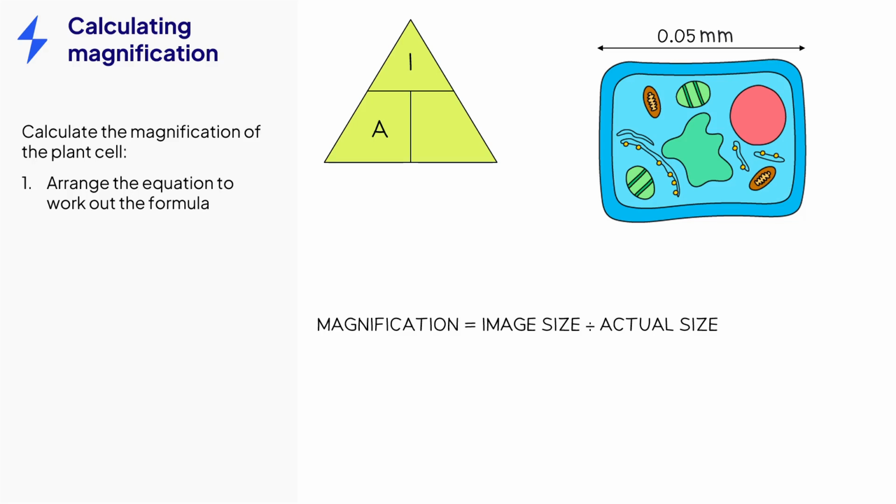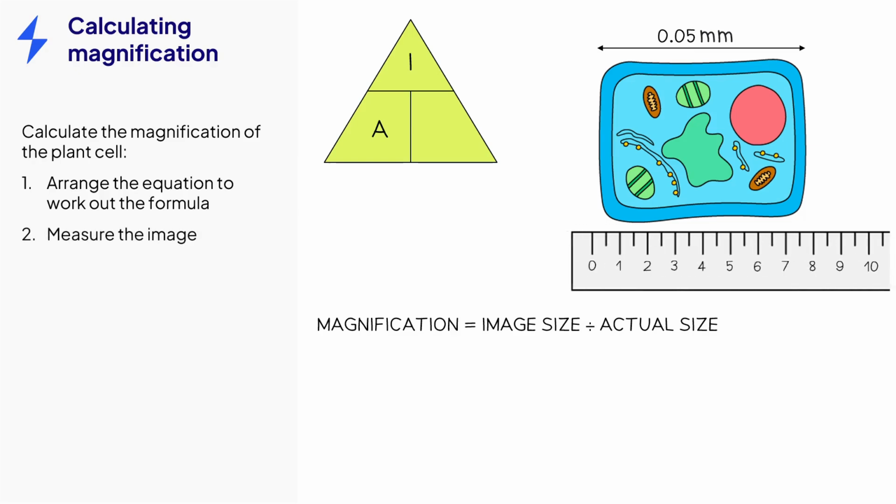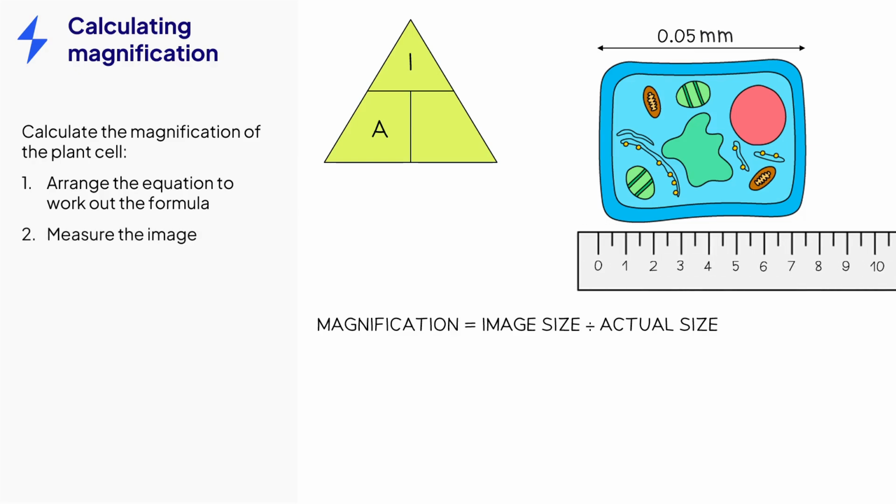We've been given the actual size of the cell here, which is 0.05 millimeters, so we now need to use a ruler to measure the image size, which we can see measures 7.5 centimeters. The actual size has been given in millimeters, so we need to convert our measurements to millimeters so that the units match. 7.5 centimeters equals 75 millimeters.